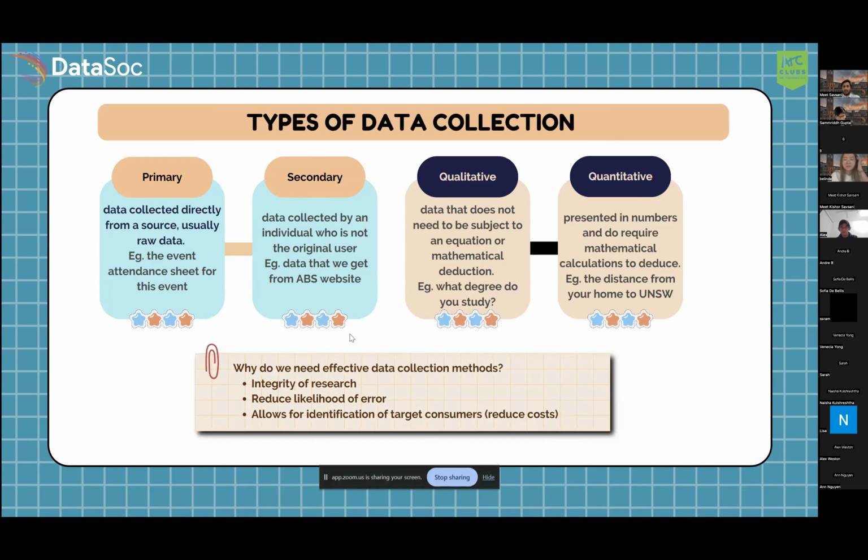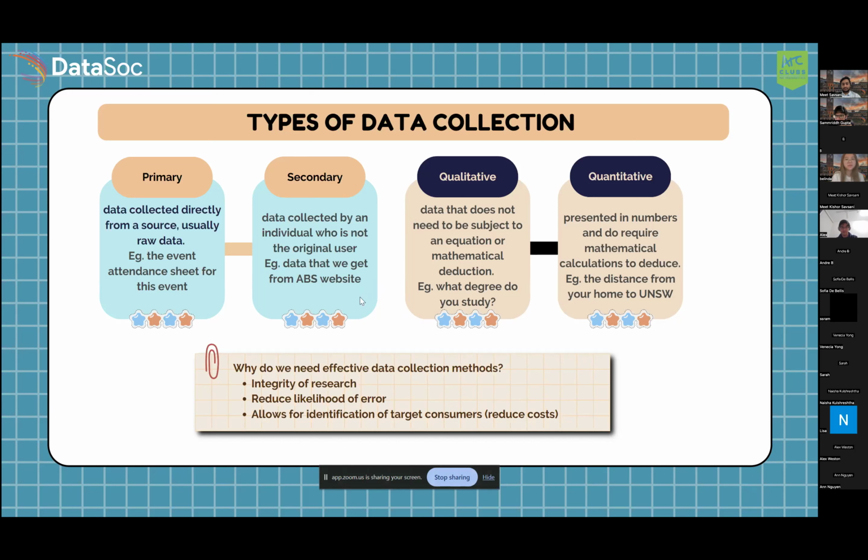So the first part, we have primary versus secondary data collection. Primary data collection is data collected directly from a source, usually raw data. For example, the attendance sheet you submitted before is our primary data collection. And then there's also secondary data collection, which is data collected by an individual who is not the original user. For example, data we get from the ABS website. Because we are not the one who collects the data, it's called secondary. It's just taking in other people's data.